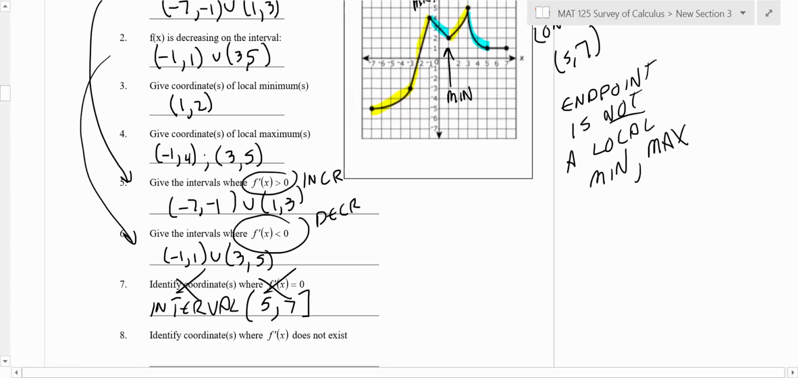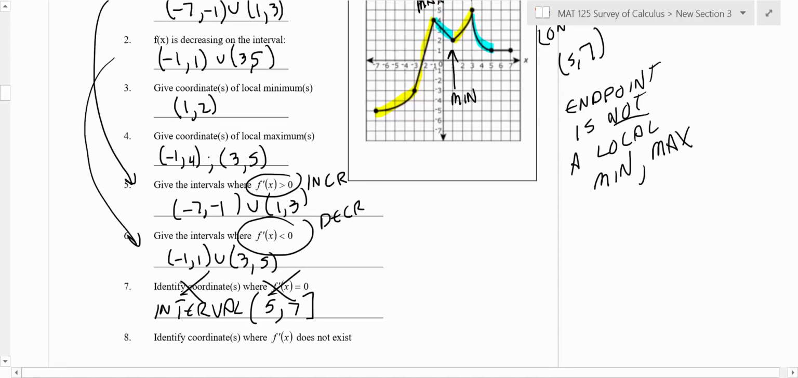So what you would have for your coordinates on this would be this. It looks like you would have (-1, 4). And then you would have definitely (1, 2). And let's see, (3, 5). And then the one that's kind of tricky is (5, 1). If you have a line and a curve, it's a sharp point. Doesn't look like one, but it is one.